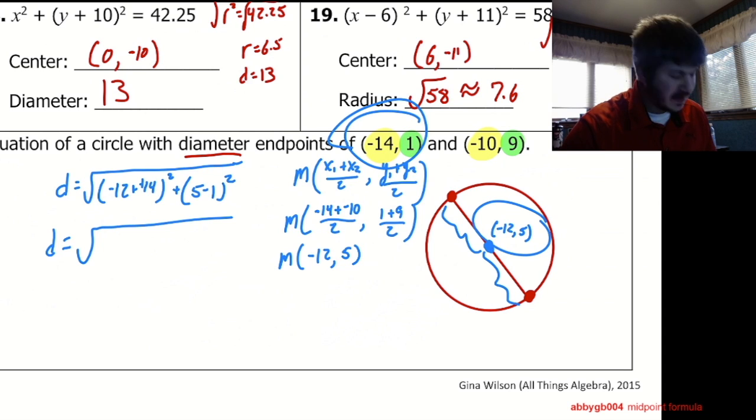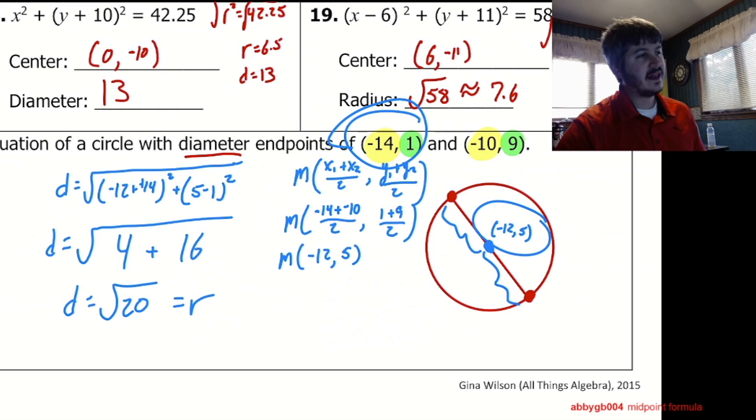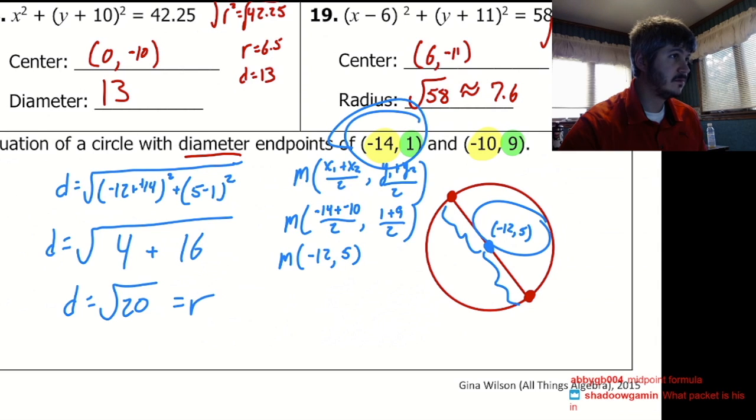So we get negative 12 plus 14 is 2, and 2 squared is 4. 5 minus 1 is 4, and 4 squared is 16. So we get the distance is the square root of 20, which is r. Again, don't confuse that lowercase d with a diameter. We are using that letter for the distance, which in this case is the radius.